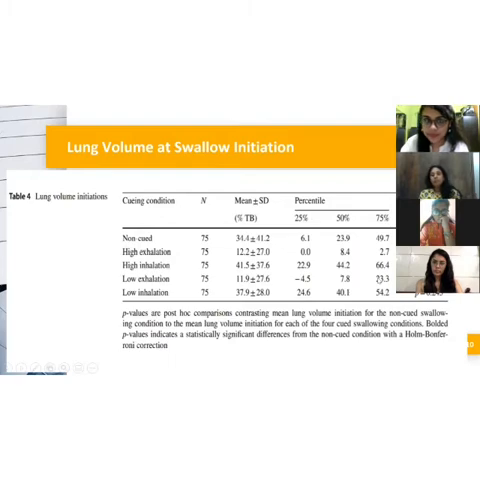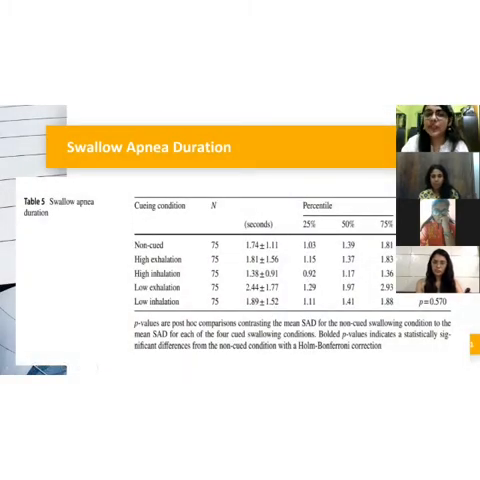Okay, so these are my findings. Third parameter, swallow apnea duration. Again, there was a significant difference between cued and non-cued condition. And again, look: during high inhalation it is low, and during high exhalation it's 2.93, which is high. Okay, so these were the results found.